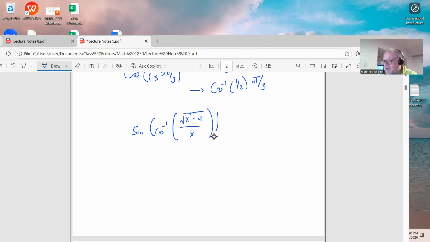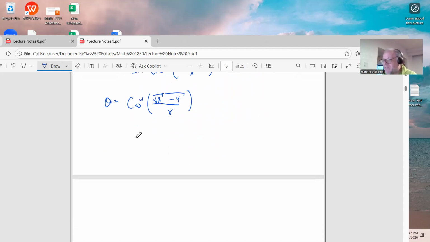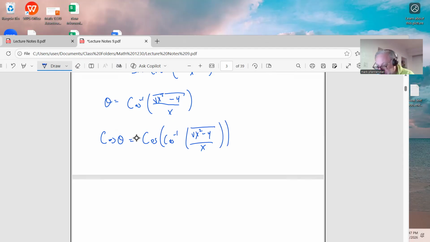So I could think like I want theta to be my inverse cosine of the square root of x squared minus 4 all over x here. Now, I have a hard time visualizing my triangle as what's going to happen here. So what I'm going to do is I'm going to take the cosine of both sides, so this is the cosine of the inverse cosine of the square root of x squared minus 4 all over x. Now, I know that this doesn't actually cancel it out, but I'm going to pretend it does just for the sake of being able to draw my triangle.